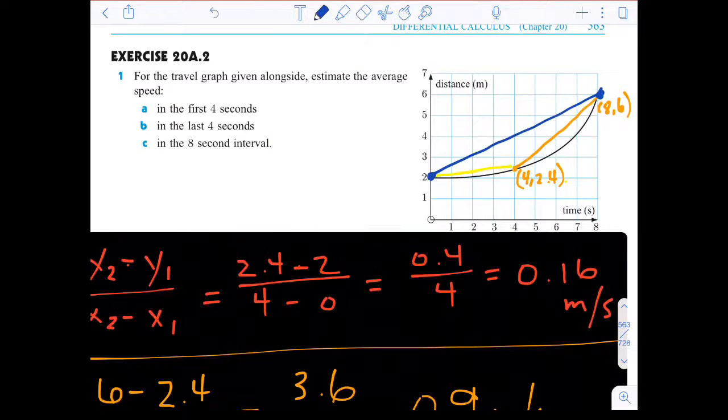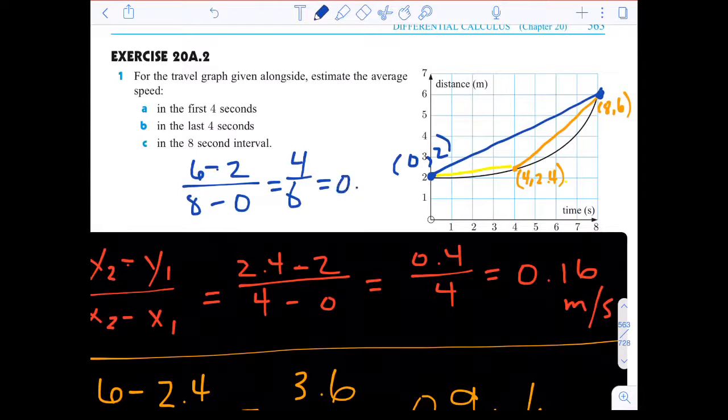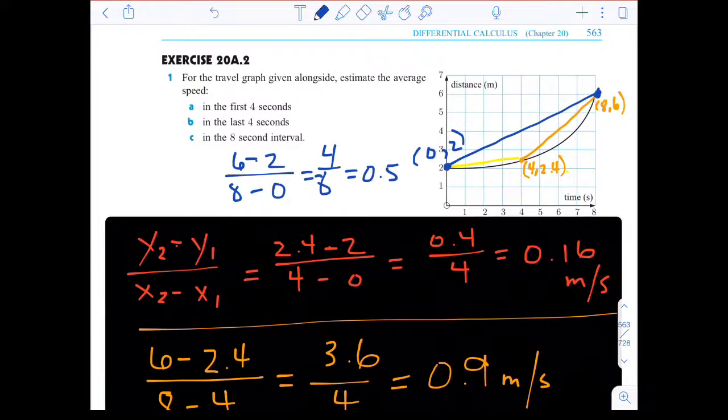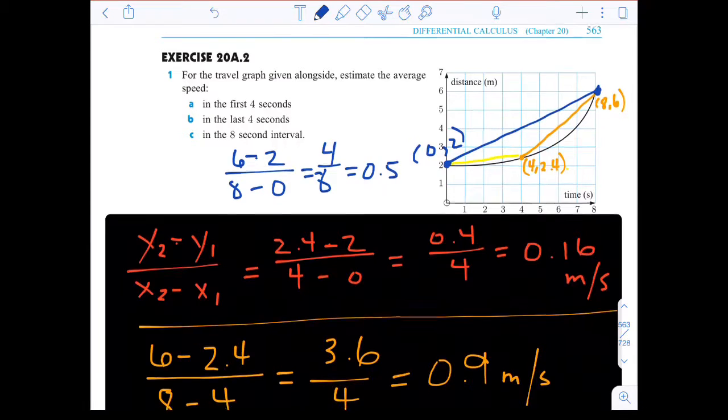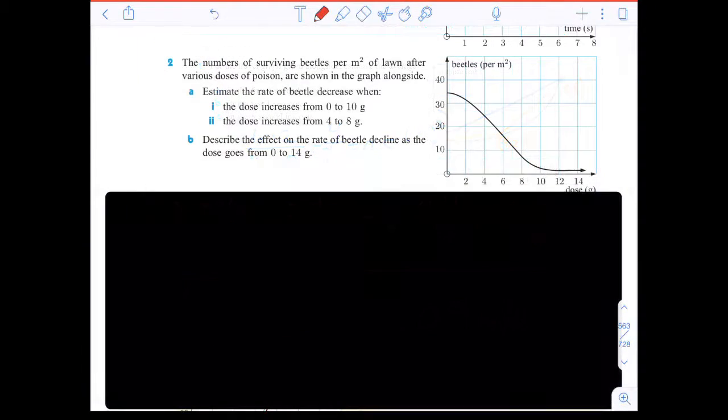But the points that we have are 0 and 2, and 8 and 6, we already have that one on there. So when I'm subtracting them, we'll have 6 take away 2 for my y values, and 8 take away 0 for my x values. We get 4 over 8, which is 0.5. So 0.5 meters per second is the average rate of change over that span of the beginning, 0 to 8 seconds for that one. Alright, so we got our last one here.